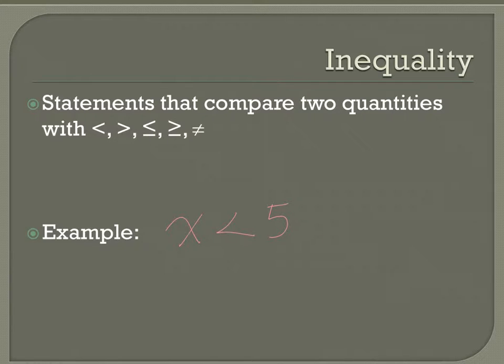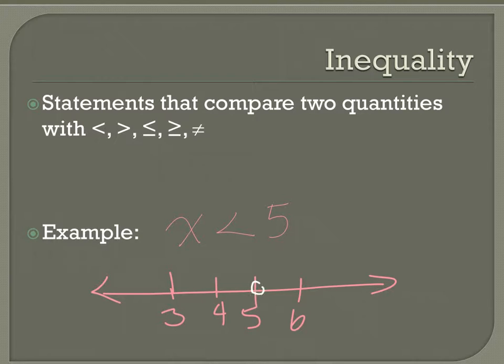You guys all know what a number line looks like. So I have a number line like this, and if I have 3, 4, 5, 6, and I say x is less than 5. Something else I have to show you is if I say it's less than 5, we use what's called an open circle. So like this, at 5, because it doesn't actually include 5. And then I draw an arrow pointing to the less than, so everything is less than 5. That's the solution to this.